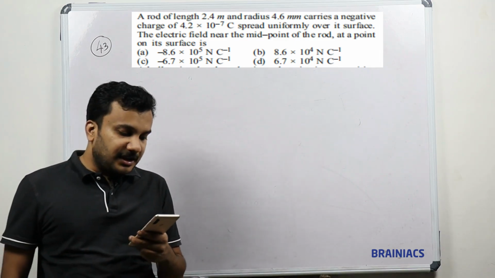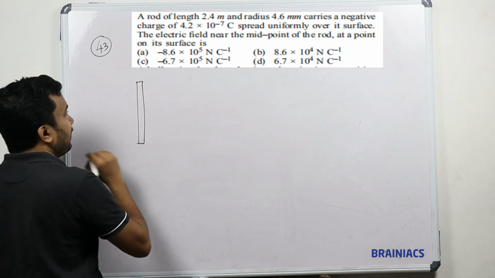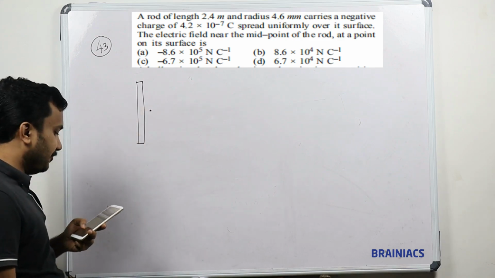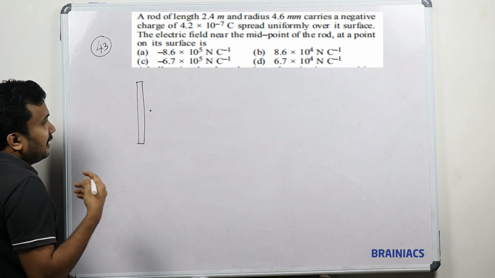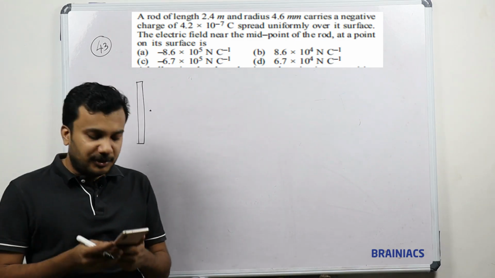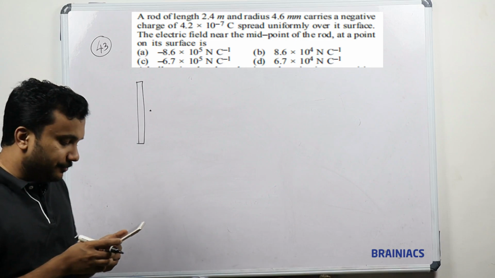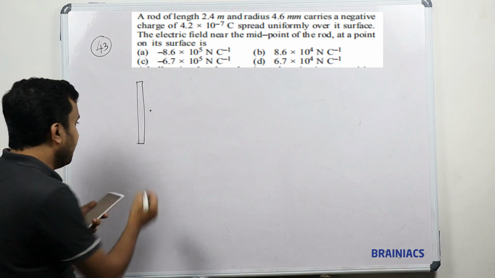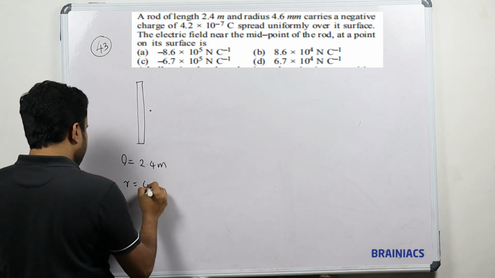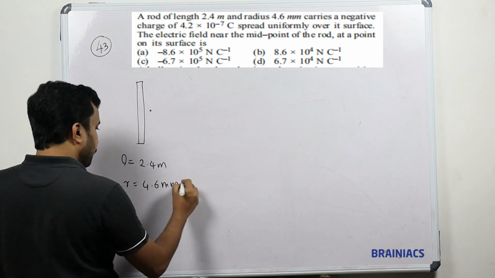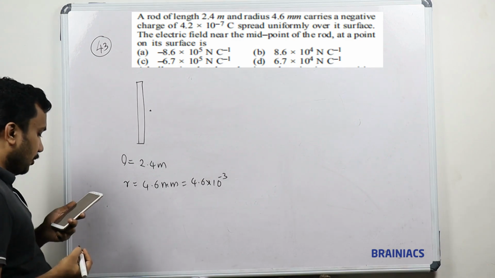So here the question is speaking about a rod. This rod contains some charge, and I need to find the electric field at some point around the middle position. How do we find the electric field due to a rod? We need to find it at a certain distance, and some parameters are given. The length of the rod is 2.4 meter and the radius is 4.6 millimeter, which means 4.6 into 10 power minus 3 meter. All these parameters are given.